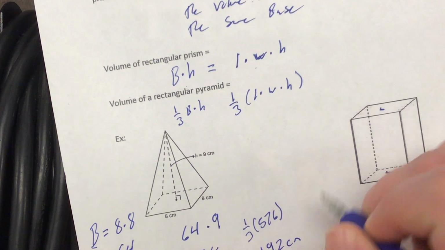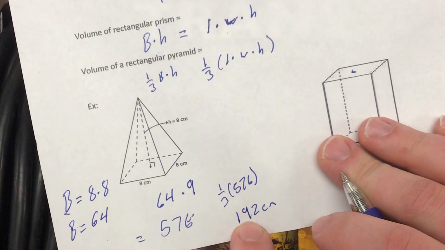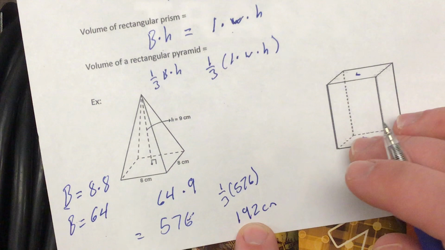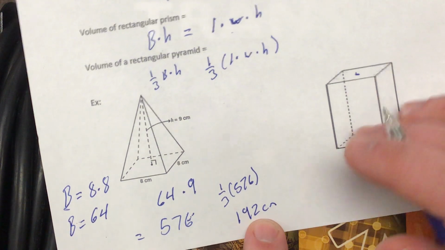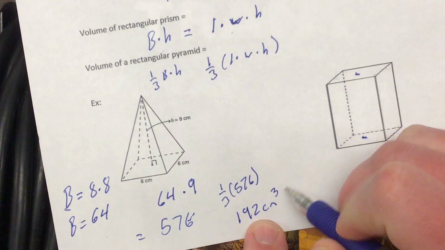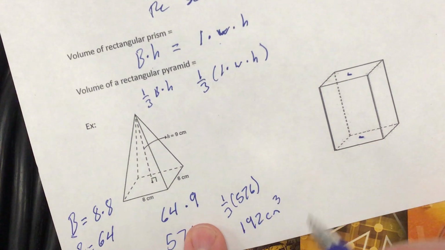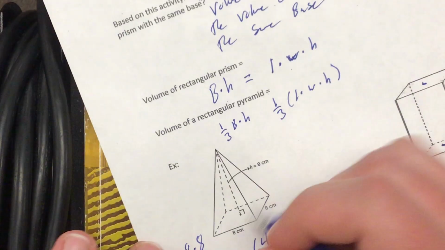How do I label this? 192 centimeters cubed, right?